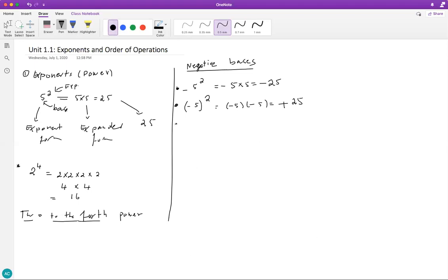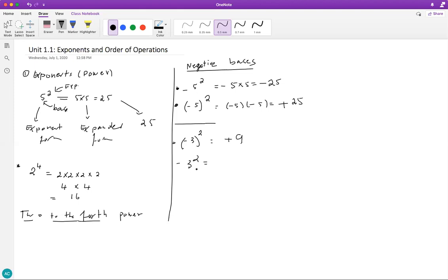Okay, another example real quick. So what is -3 to the second? And also, what is -3 to the second? What's this one equal to? It would be positive 9. Right, because -3 times -3 is positive 9.